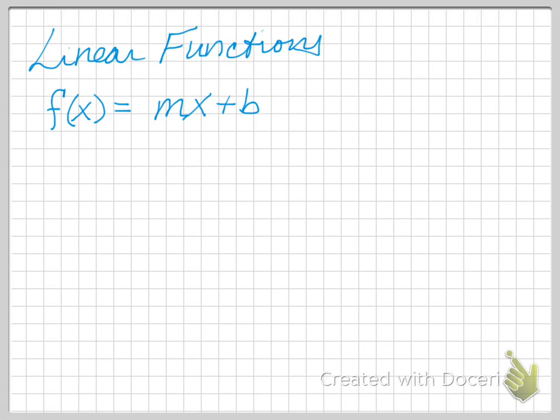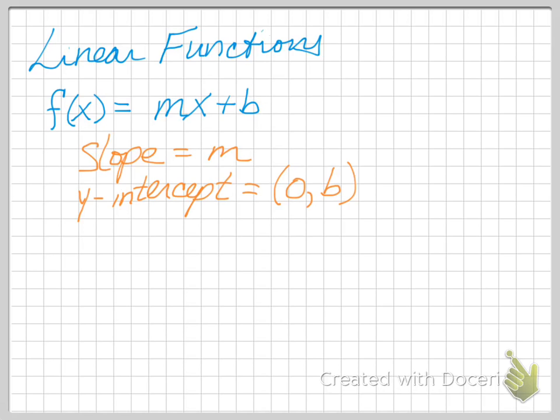In this lesson, we're going to talk about linear functions. A linear function has the form f(x) = mx + b. Here the slope is m, and our y-intercept is at the point (0, b). We've studied the equation of lines before, and as long as we do not have a vertical line, any linear equation is also a linear function.